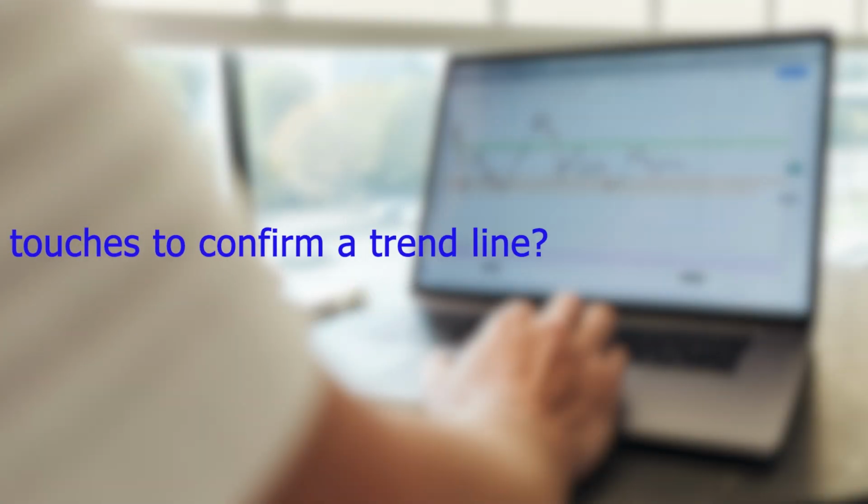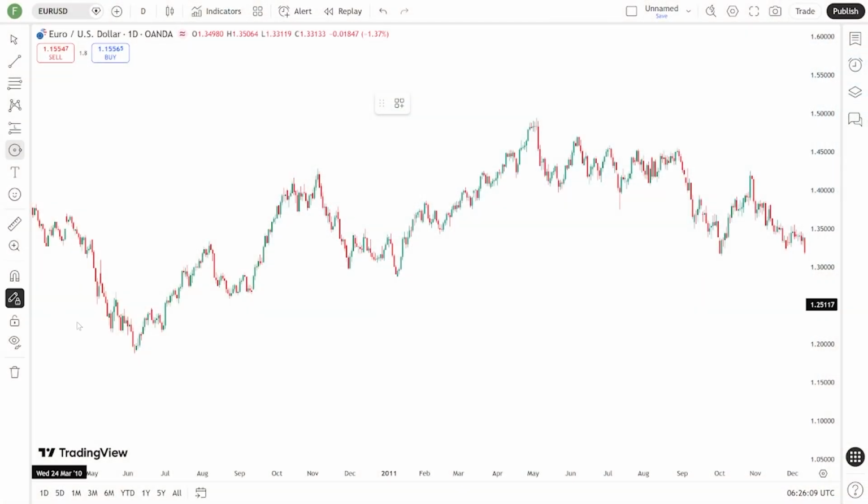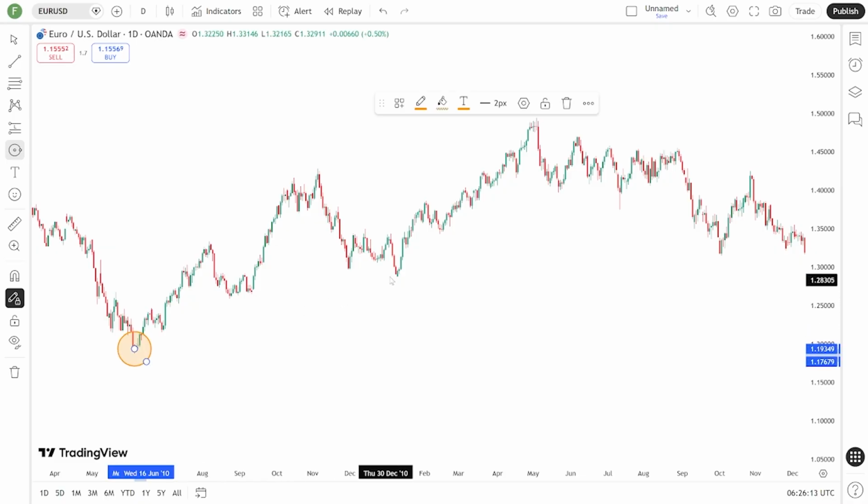Tip 2. How many touches to confirm a trend line? Big question. How many touches do you need to trust a trend line? Minimum 2 touches? But wait, most people get this wrong. 2 touches, that's just a potential, not confirmation. With 2 points, you've just drawn a hypothetical line. The market hasn't agreed yet.